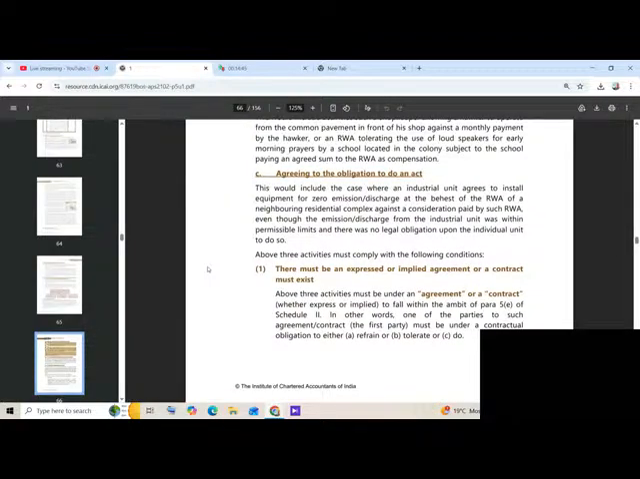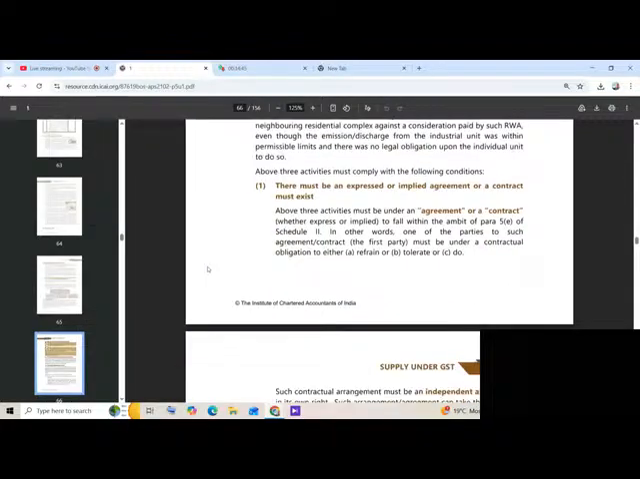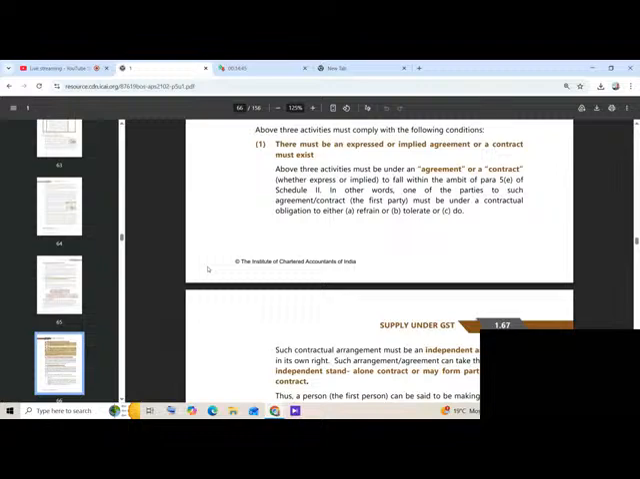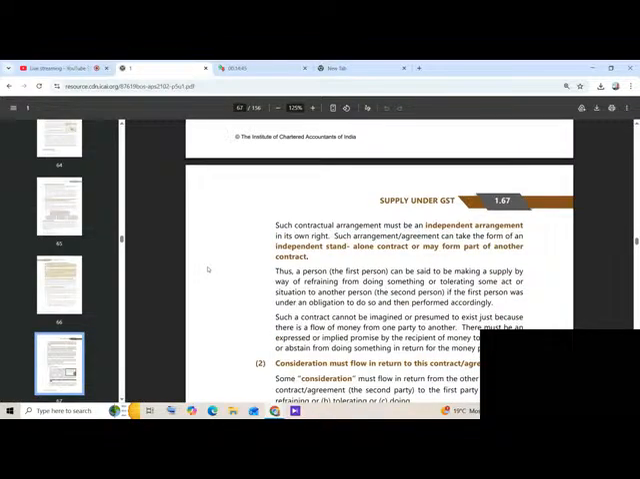The above three activities must comply with the following conditions. One, there must be an expressed or implied agreement or a contract. The above three activities must be under an agreement or a contract. In other words, one of the parties to such agreement must be under a contractual obligation to either A. refrain, B. tolerate, or C. do. Such contractual agreement must be an independent agreement in its own right.